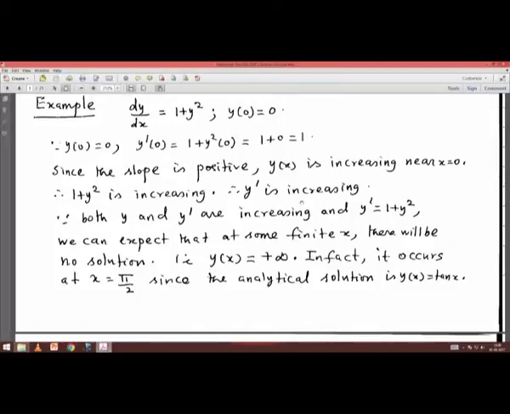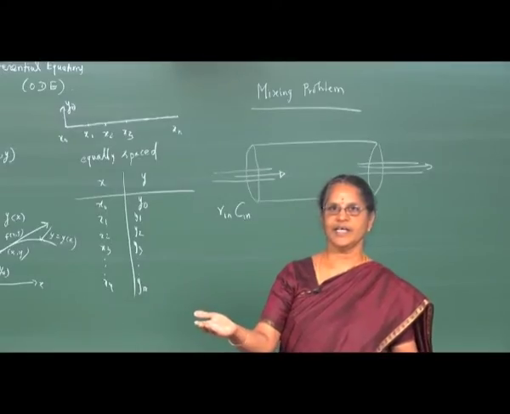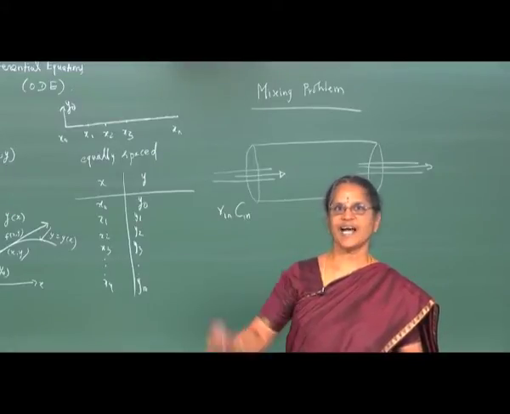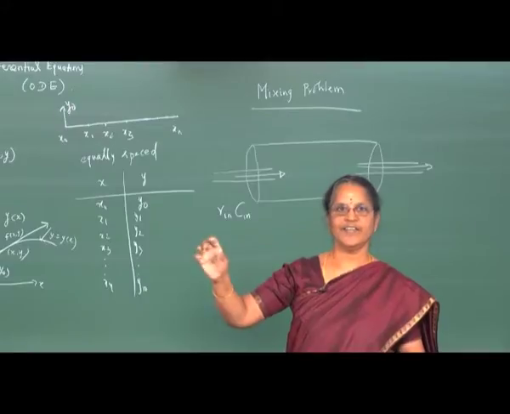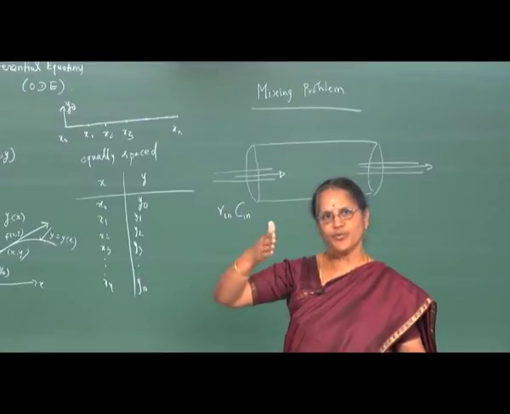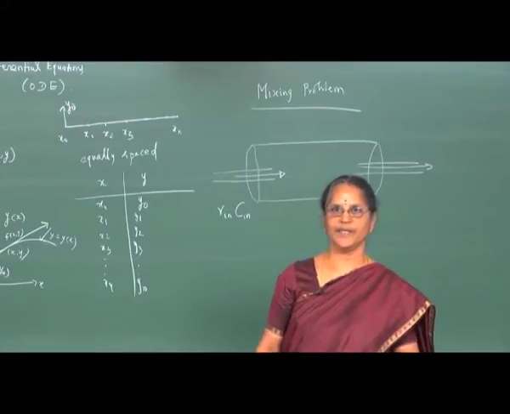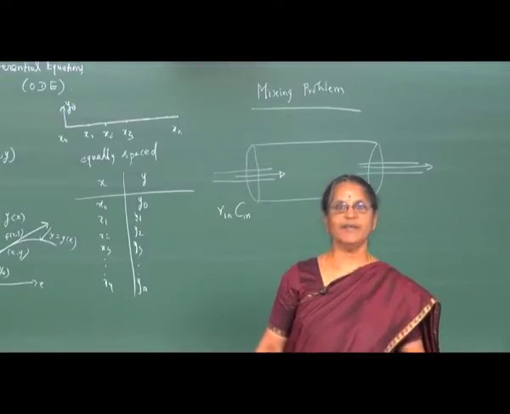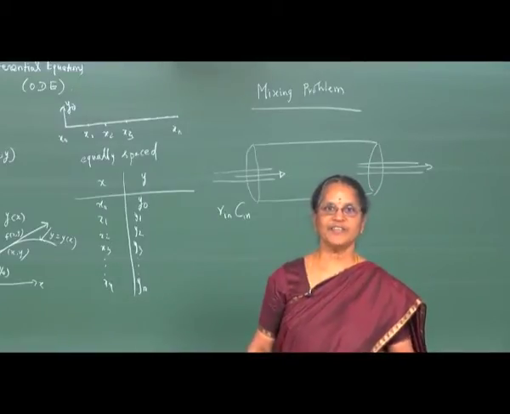What is it that we have shown from the information which is given to us, namely the initial value problem? We are able to see that both y and y prime are increasing, and y prime is 1 plus y square. So, we can expect that at some finite x there is going to be no solution, because both y and y prime are increasing. So, there will be some finite x at which y of x will become infinity. In fact, can you tell where it becomes infinity?